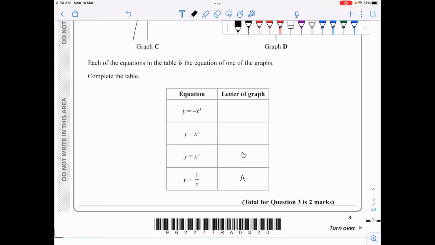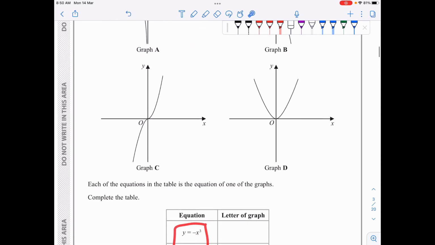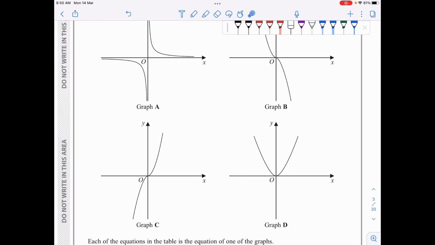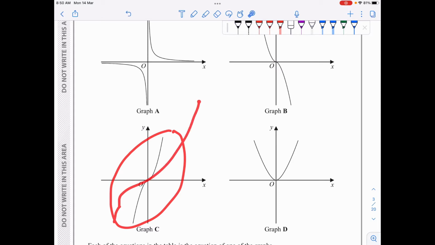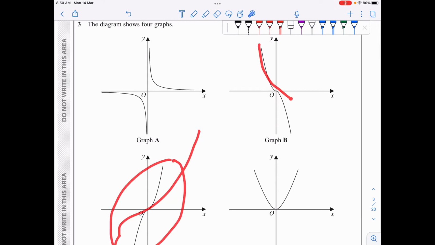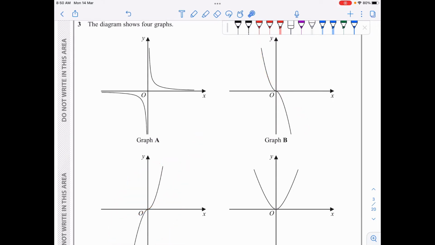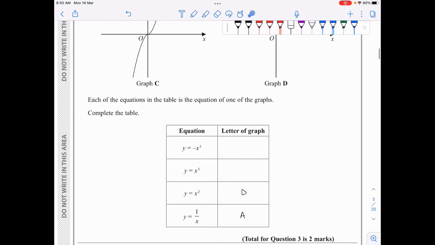And then I really need to make a decision between x cubed and minus x cubed. It's going to be between B and C. So this one goes from left down to right up. It's increasing, so it's the positive x cubed. And this graph B is going the other way around, so it's the minus x cubed. So C is x cubed and B is minus x cubed.